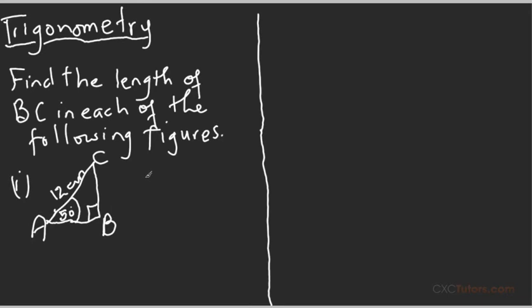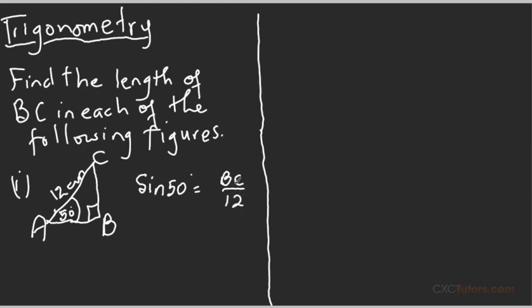We'll say sine of the angle, and the angle in this case is 50 degrees, is equal to the opposite side, and in this case the opposite side to the angle is BC, so that's BC over the hypotenuse, and the hypotenuse length in this case is 12.